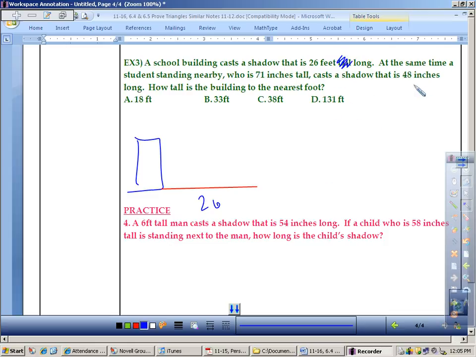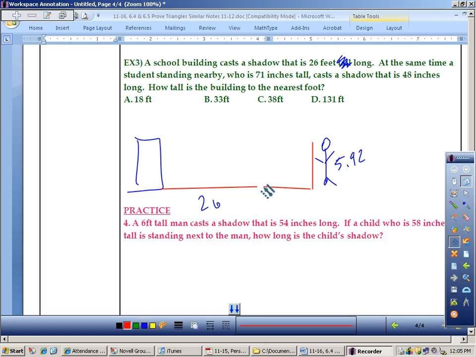At the same time, a student standing nearby who reaches 71 inches tall. And that 71 inches I'm going to go ahead and convert to feet, and we're going to call that 5.9, or 5.92 feet. And he casts a shadow 48 inches long, and that 48 inches we know is just 4 feet. We're looking for how tall or the height of the building.